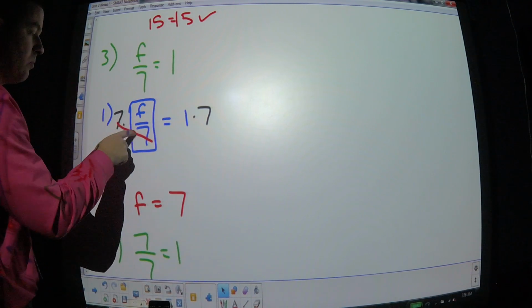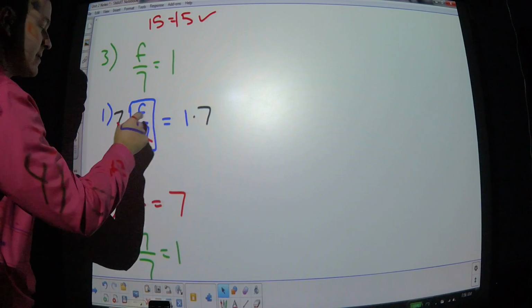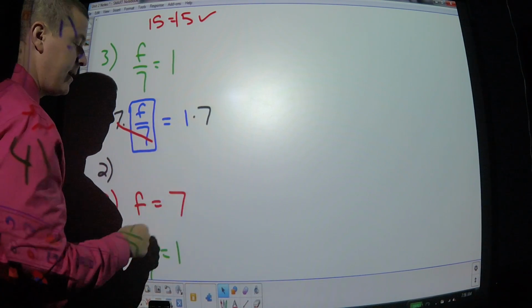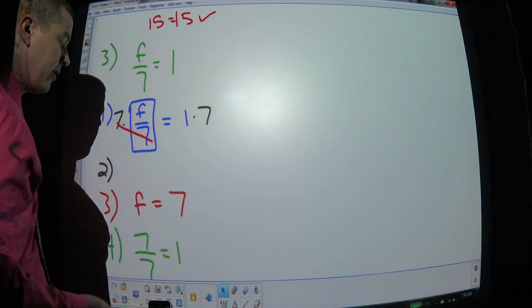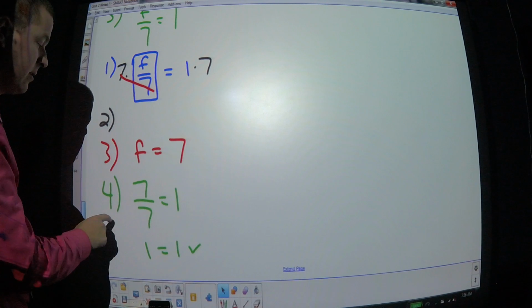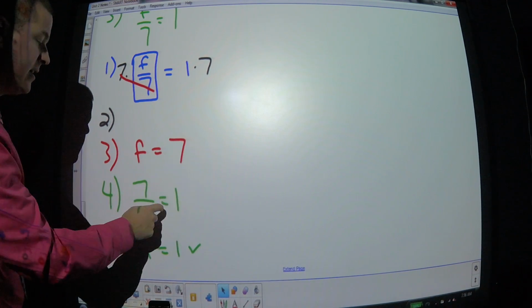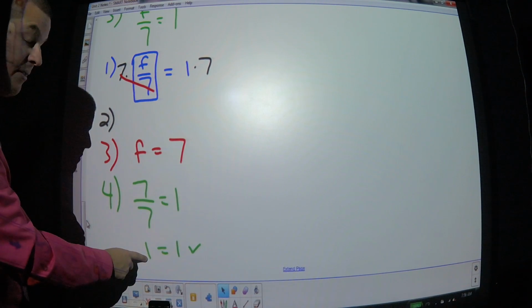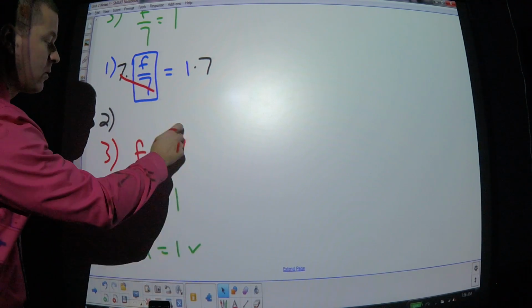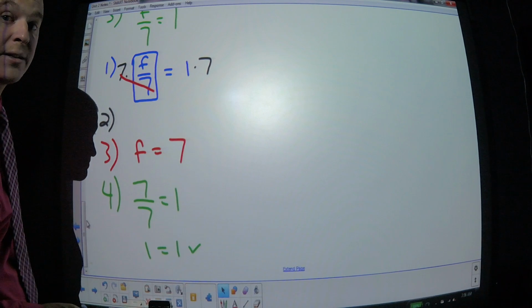Multiply on step 2, multiply by 7 on both sides because of the coefficient. So you're left with just f on the left side. 1 times 7 is 7. So therefore, f is equal to 7. Double check. 7 divided by 7 is equal to 1. So 1 equals 1. So therefore, f equals 7 is your answer.